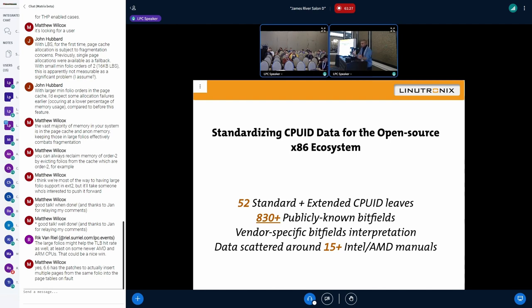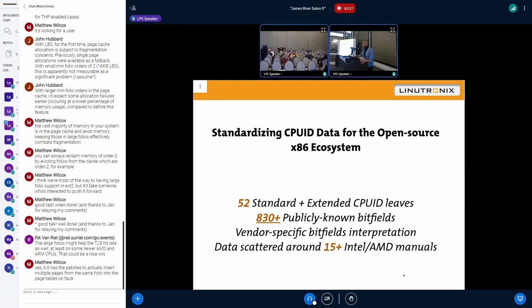It looks nice from the start, but the amount of data that can be extracted from CPUID is really huge. Up to today, there are 52 standard and extended CPUID leaves. And some of them also have subleaves, so it's even more complex than that. The total number of bit fields publicly known up to today is in the range of 830 to 850. The reason I say publicly known is that if there is a CPU vulnerability, usually a microcode update will introduce a new bit that tells you whether the vulnerability is fixed or not. So this is why some of these bits are only listed in security advisories and stuff like that.